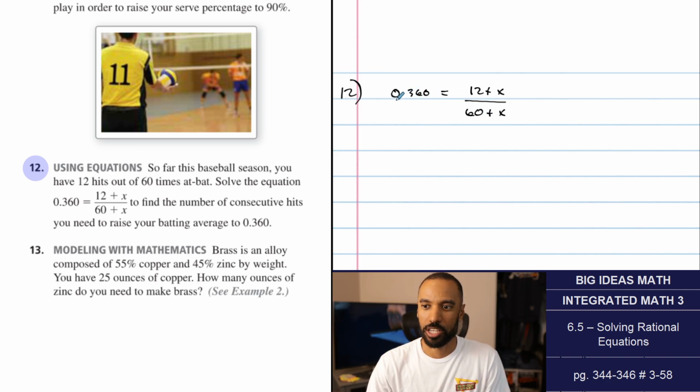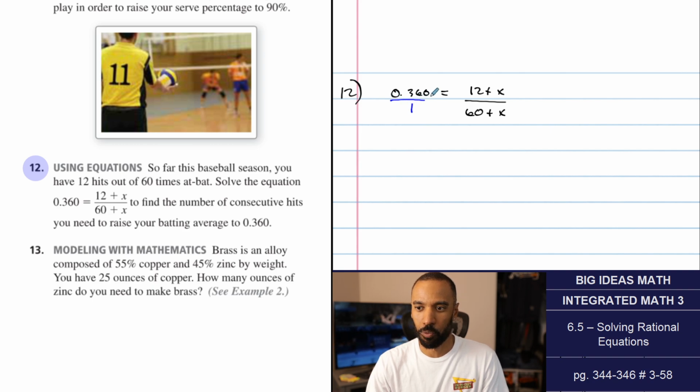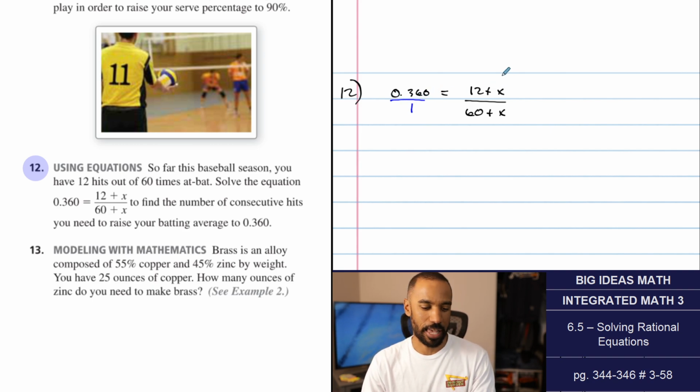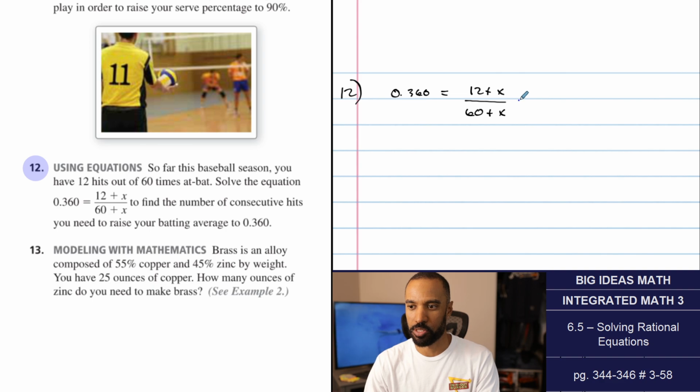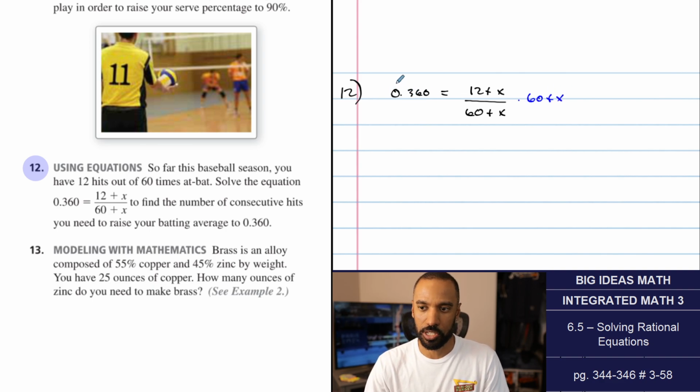I don't want to call it cross multiplication here unless you put this over 1. You can, but 1 times that is just that number. I have to multiply both sides by 60 plus x, given the way that it's written. You could turn this to 36 over 100, but at this stage we'll just leave it like that. So 60 plus x on both sides, multiplying.